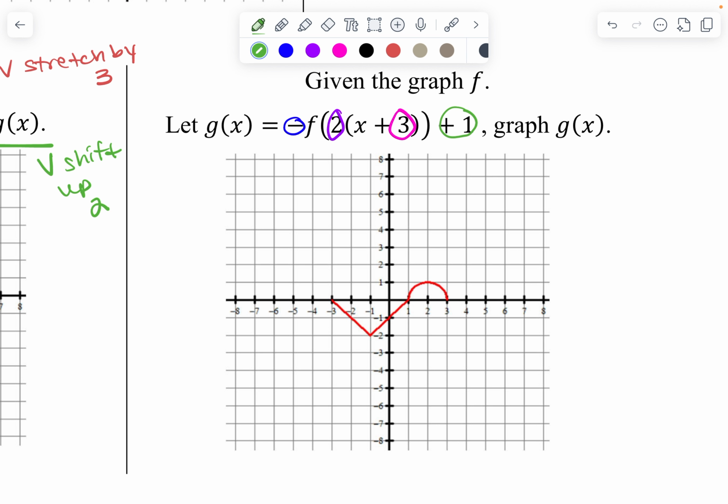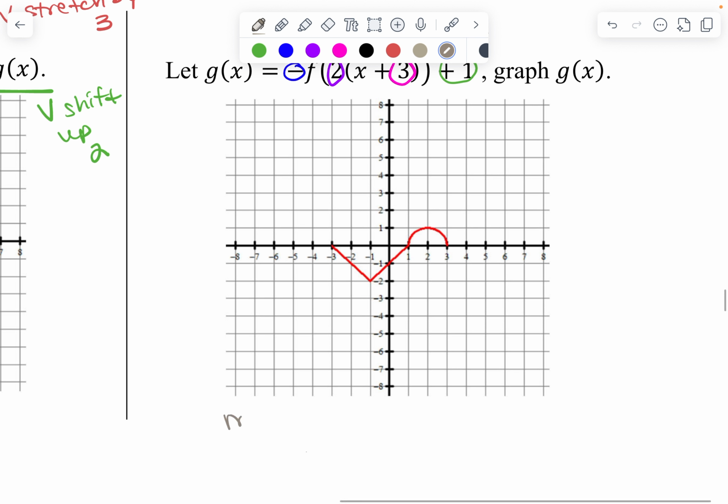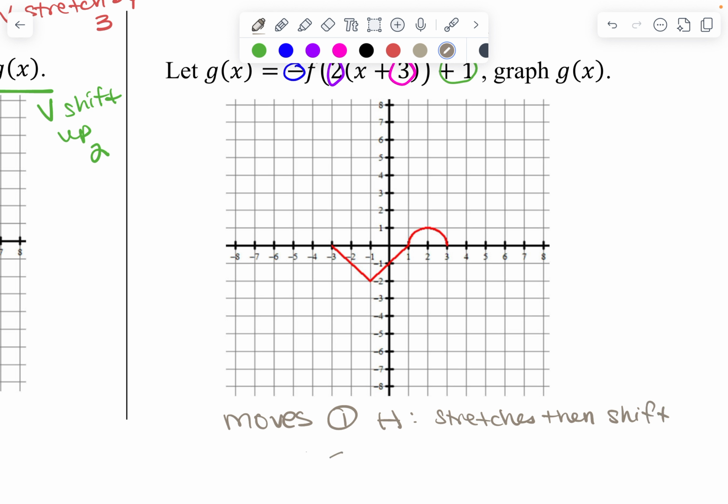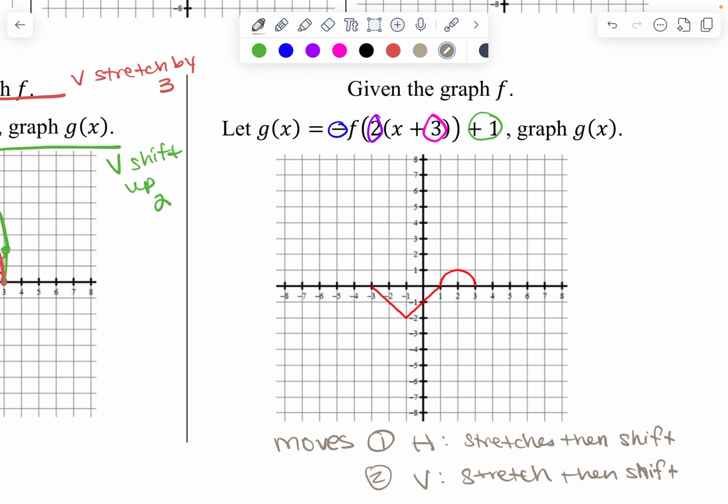So when we've got all of these different things going on here, both horizontal and vertical moves, our moves are first going to move horizontally because those are inside the parentheses, and PEMDAS says we do inside the parentheses first. And we're going to deal with stretches and compressions first, and then any shifts. Okay, and then the second moves we're going to deal with are the vertical stretches, and then the shift. Okay, so let's deal with the horizontal moves first.